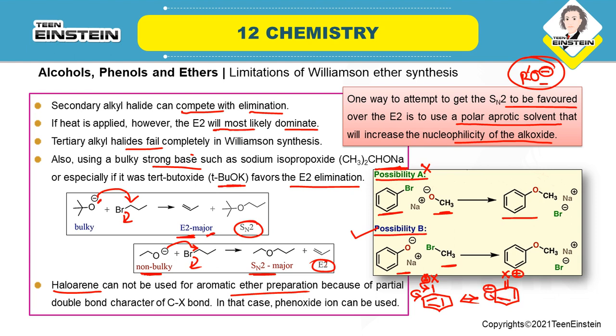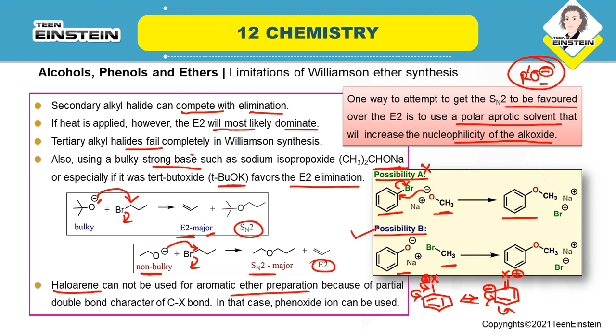Now further resonance structures you can also draw, and you will see that in all these resonance structures there is partial double bond character between carbon and X. Now when double bond character is generated and the O negative attacks here, breaking this C-Br bond is very difficult, because breaking a double bond compared to a single bond is obviously a difficult process. So that is why you cannot take that combination during the preparation of aromatic ether where haloarene is one of the reaction partners.